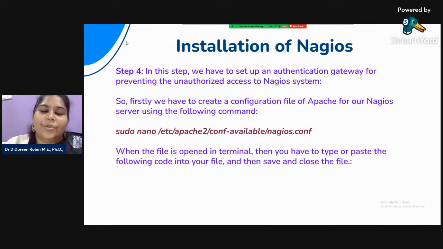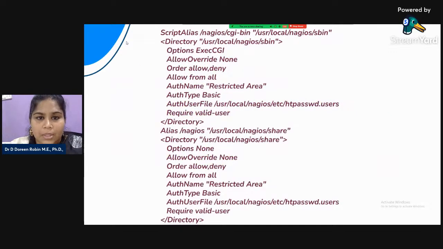right? So now we have to set up an authentication gateway, right? It works with SSH. So first I'm going to create a configuration file. When the file is open, I have to paste the code and then save it. So this is my configuration file from where I'm going to get the user bin Nagios sbin.